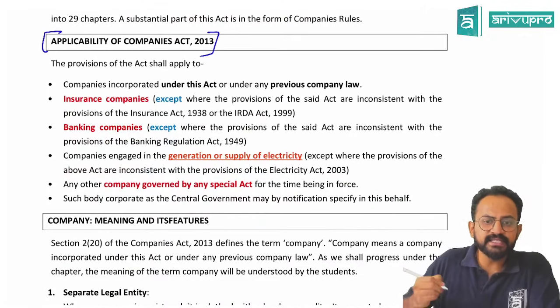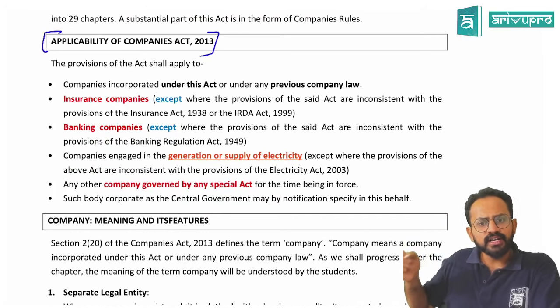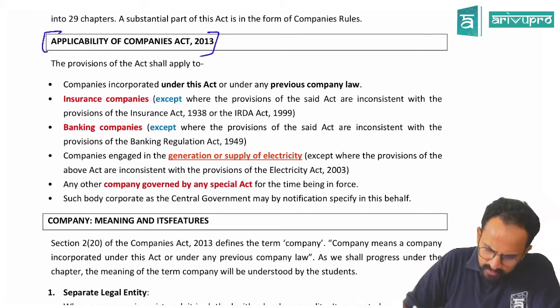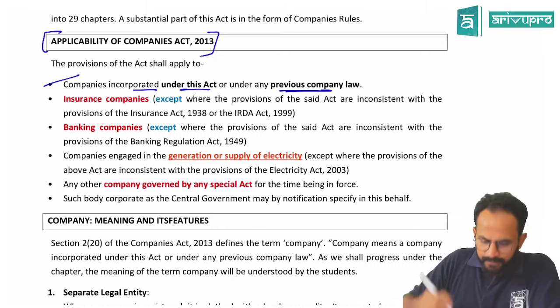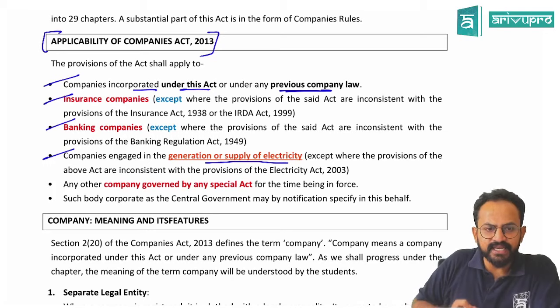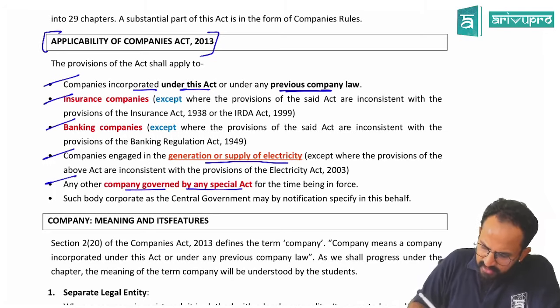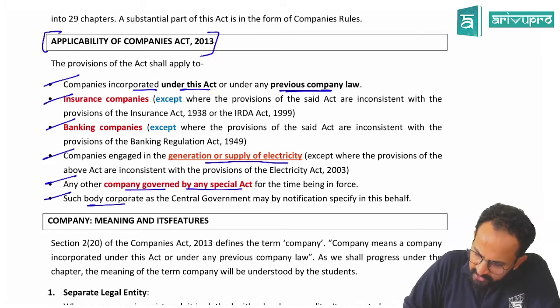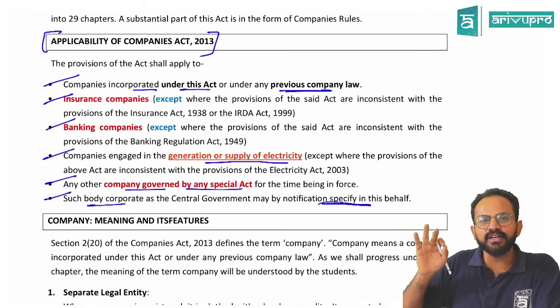Sir, applicability of Companies Act 2013. Sir, for whom is the Companies Act applicable? The company law is applicable to the companies incorporated under this act or the previous company law, insurance companies, banking companies, companies engaged in supply of electricity, any other company governed by a special act or such other body corporate notified by the government. Sir, is it important? It is just an intro part. Do not break your head.